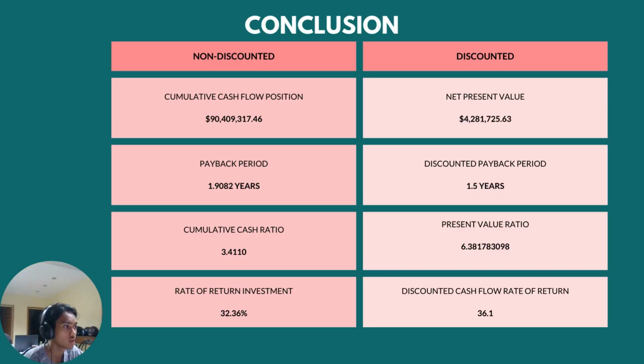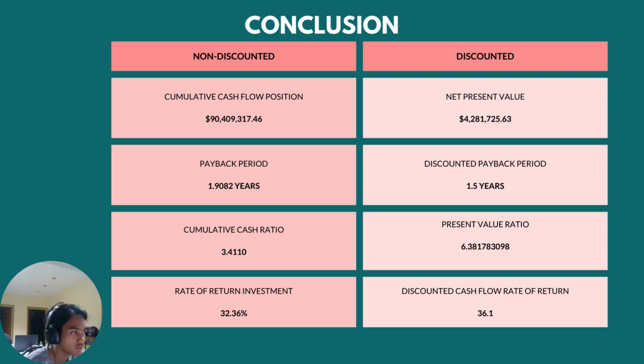Okay, so for the conclusion, the non-discounted cumulative cash position is 90 million. So discounted CCP is preferred as it considers the time value of money, offering a more comprehensive measure of how quickly the investment recovers its cost. So for discounted net present value, which is only 4 million.